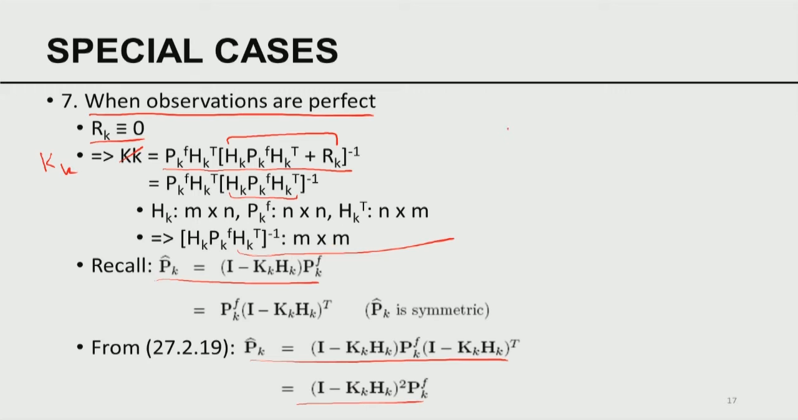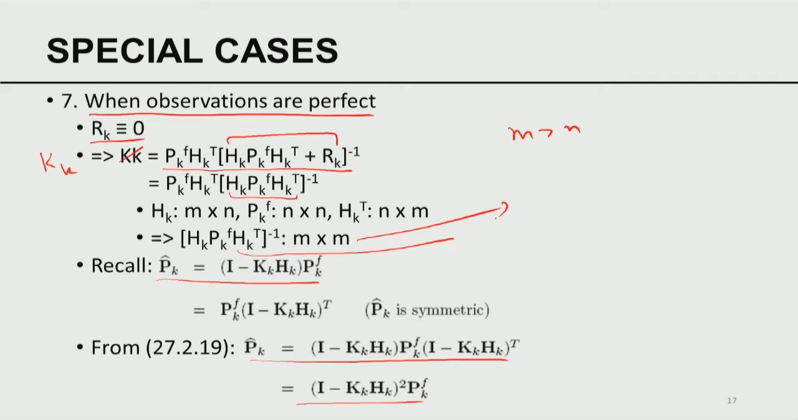Why? Let us look at this now. Let us suppose m is greater than n. Let us suppose H is a full rank matrix, so the rank of H is n. The rank of P_k^f is n. But this matrix is m by m, and m is larger than n. So a larger matrix is built out of matrices of smaller rank, and that is the kick. Even though the expressions are simple, H_k P_k^f H_k transpose is an m by m matrix, m is larger than n, and even if H_k is full rank, this matrix need not be full rank. If it is not full rank, I cannot get the inverse.